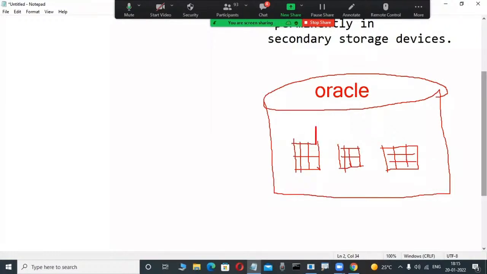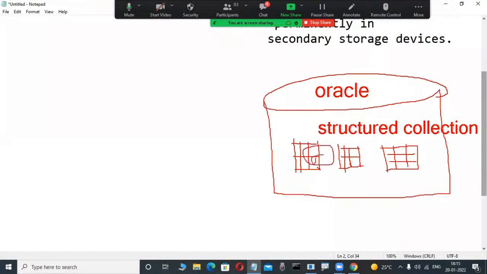Once a structured collection of data is there, all relational databases store a structured collection of data. That is important, not non-structured. Non-structured means other databases are there. Oracle is one of the popular relational databases, storing a structured collection of data.